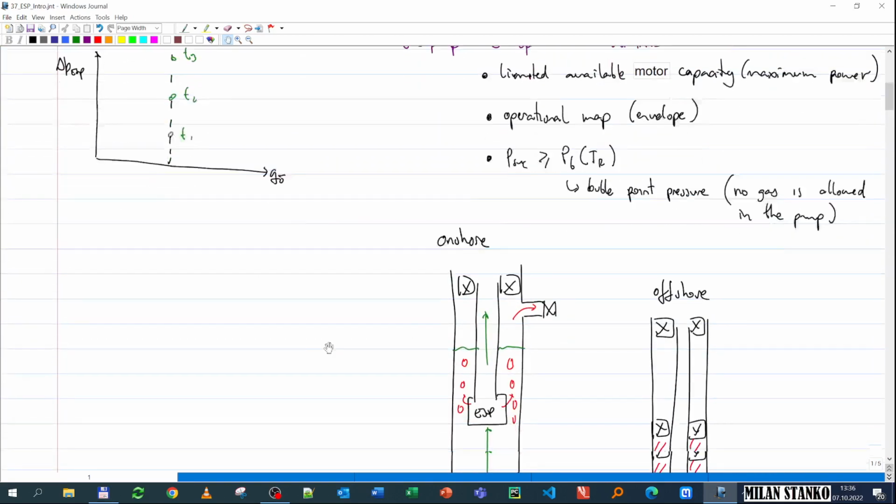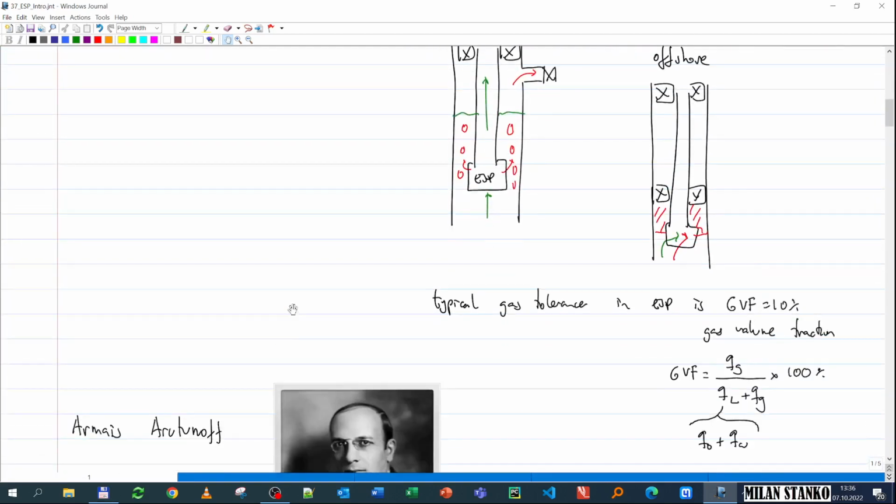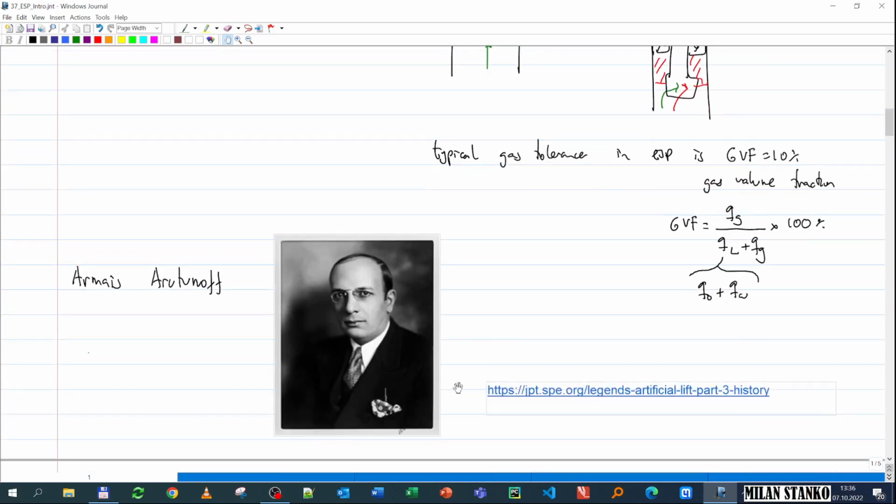You can read about the ESPs, how they originated, and who started to use them, in this article, this link from SPE. But a person who was central in the development of the pumps was Armais Arutunoff, who was a Russian immigrant and moved to the US.